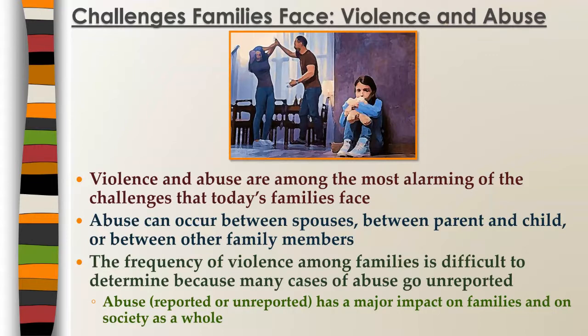So violence and abuse are among the most alarming of today's family challenges. Abuse can occur between spouses, between a parent and a child, or between other family members. And the frequency of violence among families is difficult to determine, just like when we talked about elder abuse.